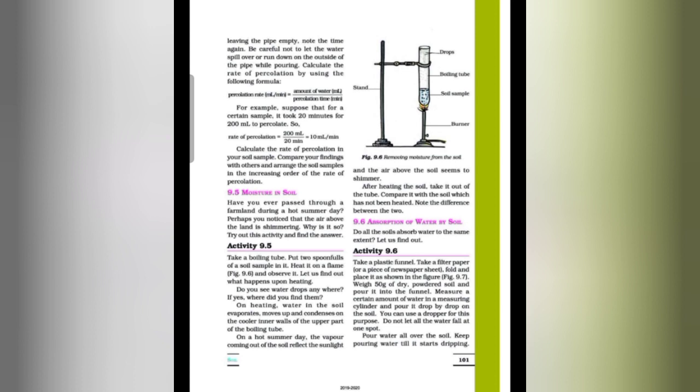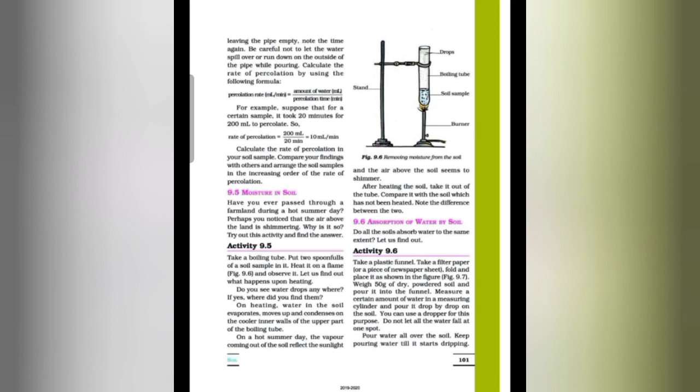By this activity we will show that soil contains water or moisture. Take a boiling tube, put 2 spoonfuls of a soil sample in it. Heat it on a flame, as you can observe in figure 9.6. One boiling tube is there and a burner providing heat to this boiling tube. Let us find out what happens upon heating.